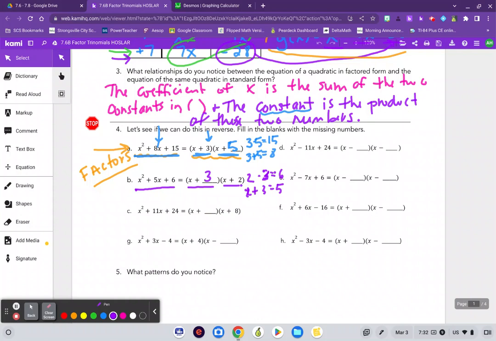I'm going to have you hit pause. After you hit pause, I want you to try to fill in the missing blanks for C and G, and then you can hit start and see how you did.